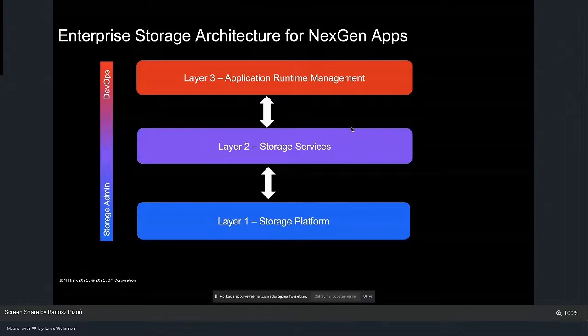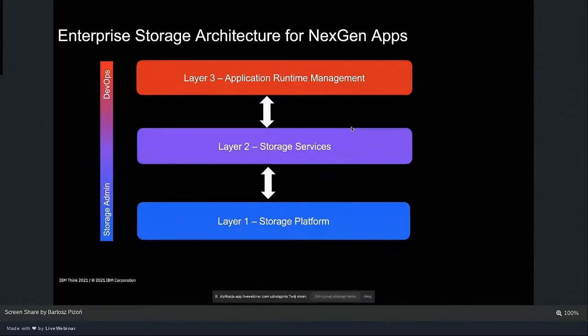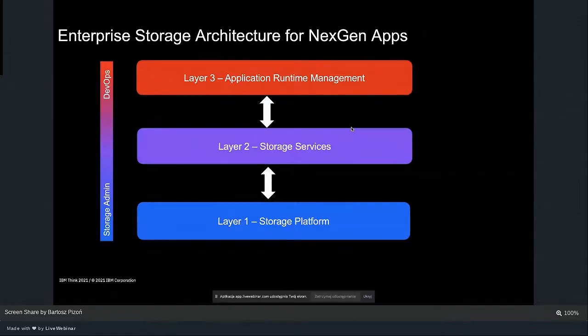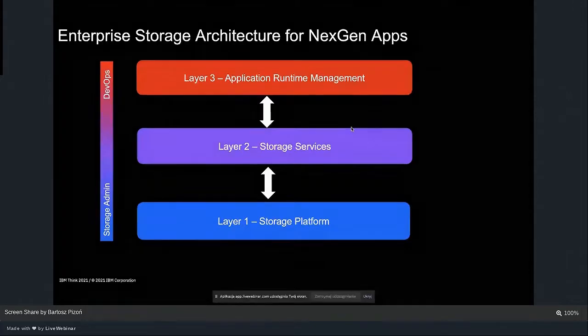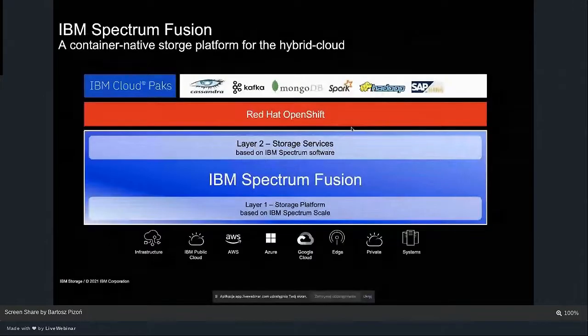And the third layer is this application runtime management. So the first one is the storage platform. It's blue, because it's a big blue like IBM. And the third one is application runtime management. So of course the red color is, in this case, unfortunately not Ferrari, but it's Red Hat, right? So we have this appliance for those three layers.